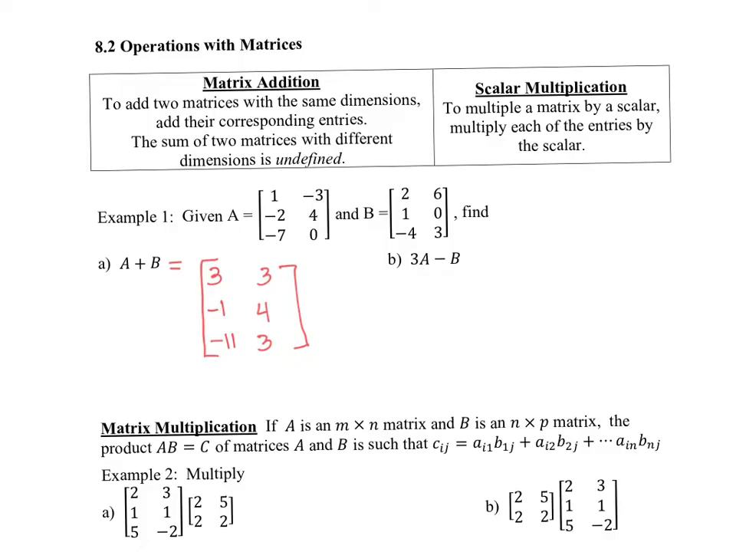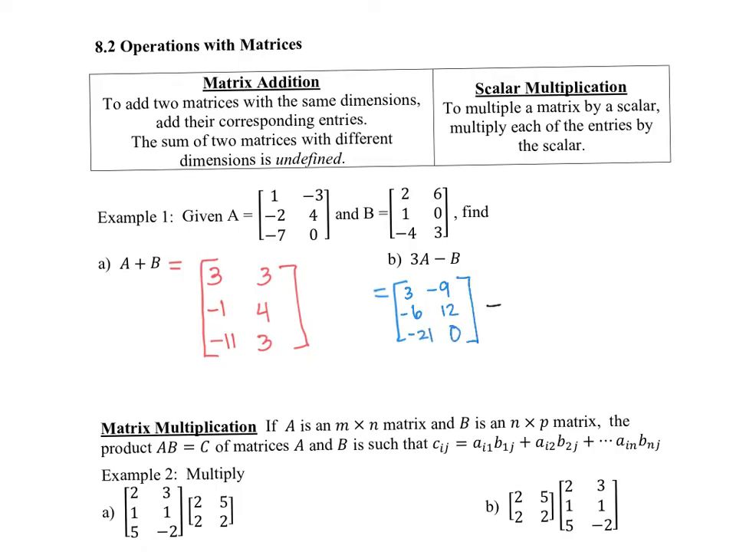Okay, the second one is going to have scalar multiplication along with subtraction. So scalar multiplication: to multiply a matrix by a scalar, I multiply each of the entries by the scalar. So to start off, if I do 3A, I'm just going to multiply every single entry of A by the scalar 3. So now 3, -9, oops, not -9, -6, 12, -21, and 0.